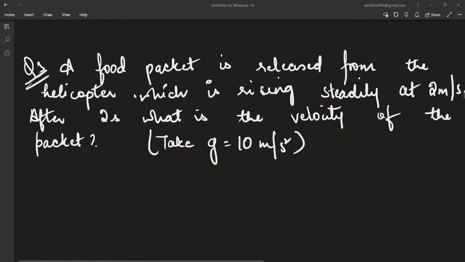Okay, class, note down this question. Then I'll discuss this with you. Abdul, you have written the previous question. See, this question says a food packet is released from the helicopter, which is rising steadily at 2 meters per second. After 2 seconds, what is the velocity of the packet? Take g as 10 meters per second square. Again, based upon motion under gravity itself, note it down, then I'll discuss.